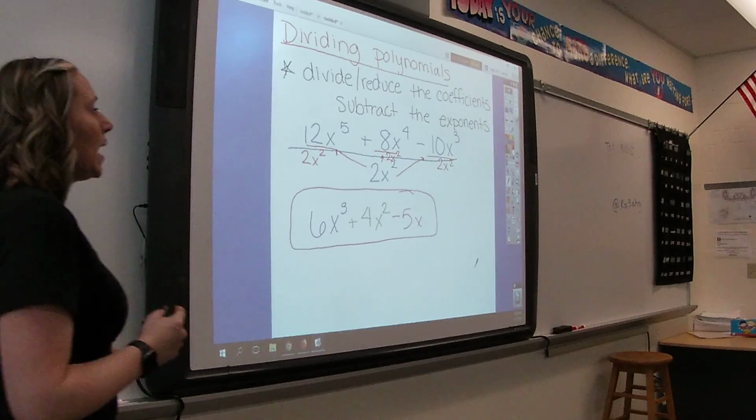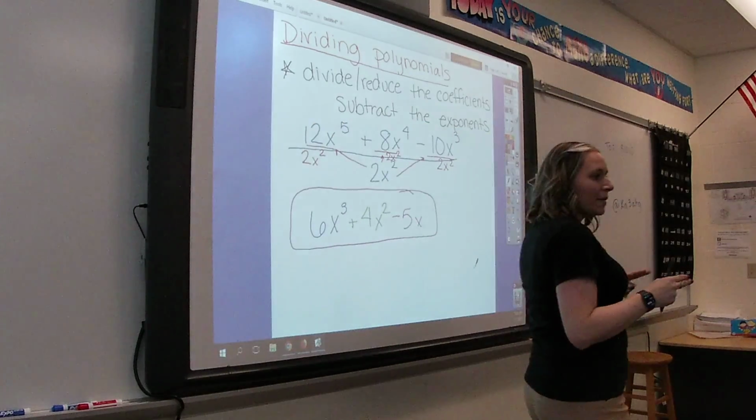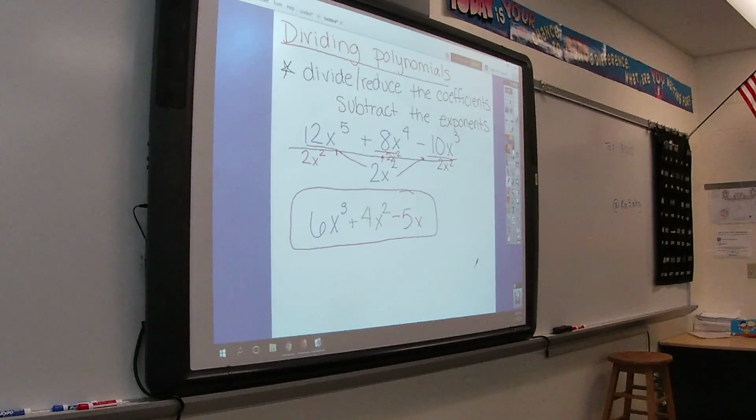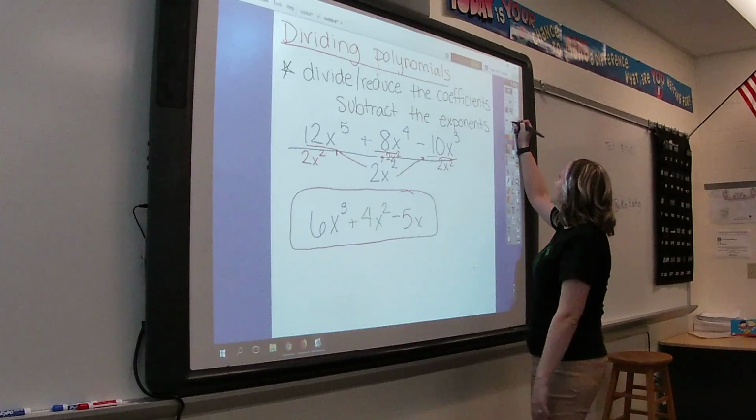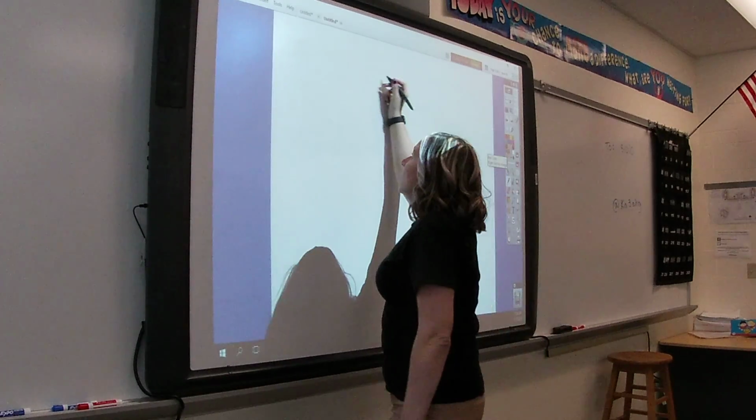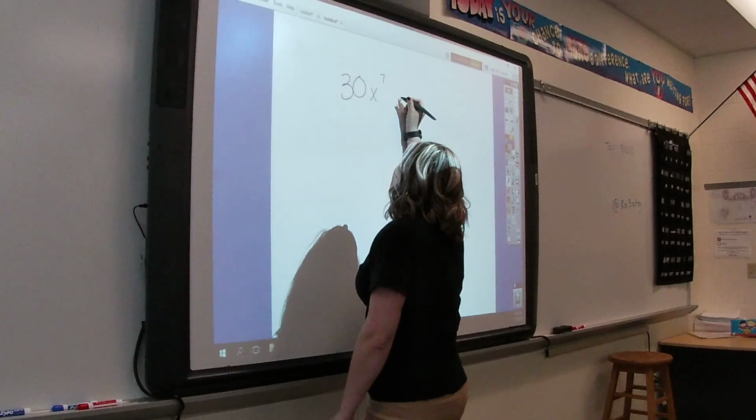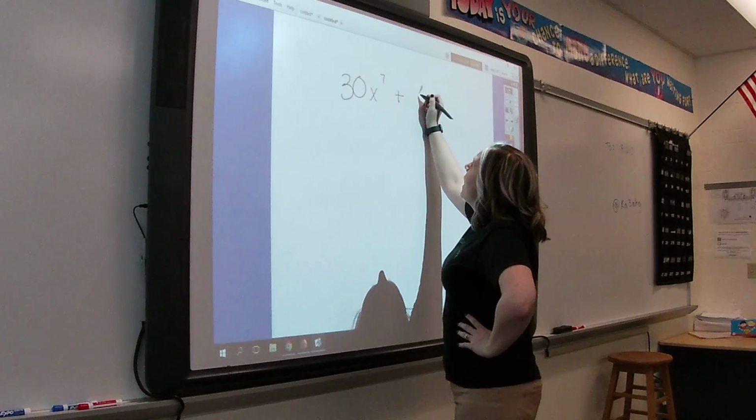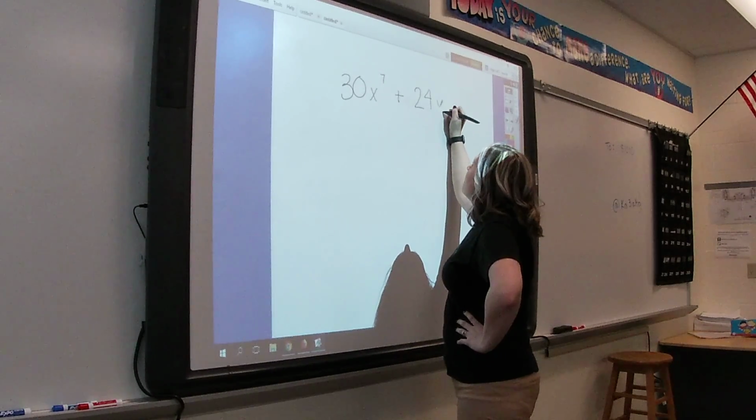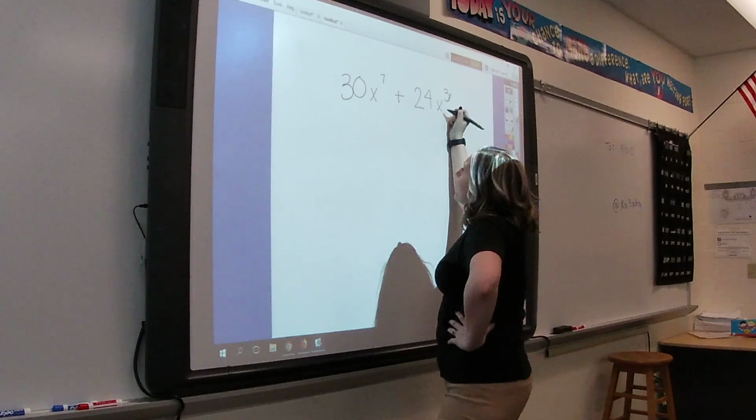The only piece that I would say is visually maybe a little bit complicated is that we have a variety of types of division signs. There are other ways that we can write division. So we could write a problem that says 30x to the 7th plus 24x to the 3rd.